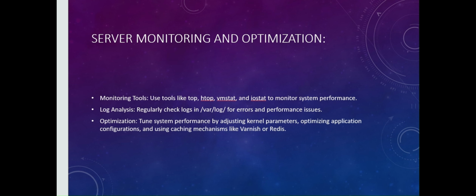When monitoring servers and optimizing them, one must use tools. Such monitoring tools include htop, vmstat, and iostat, which are used to monitor system performance. For log analysis, one must regularly check logs in /var/log for errors and performance issues. And for optimization, you must tune the system performance by adjusting kernel parameters, optimizing application configurations, and using caching mechanisms like Varnish or Redis.